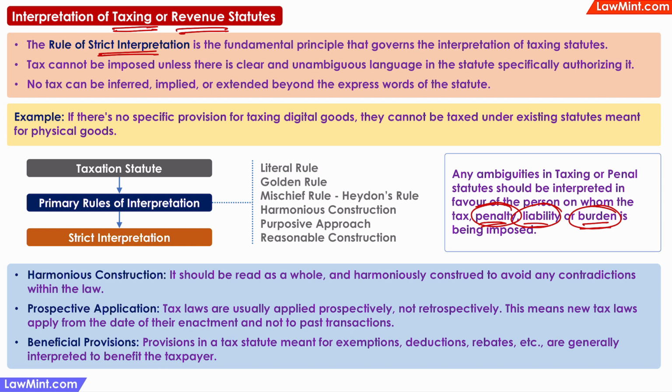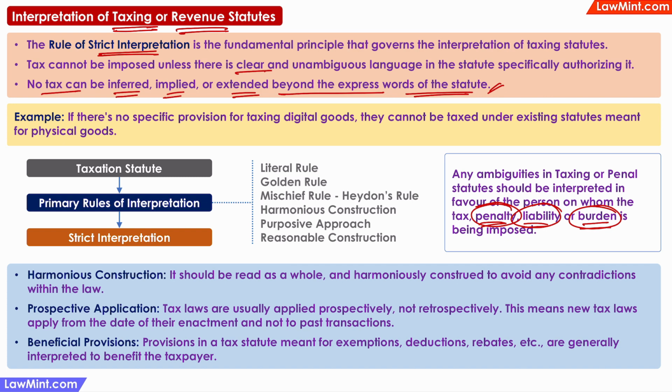Now remember, the strictness is on the statute and not on the person, which means that if a tax statute is not fully clear about whether a particular transaction is taxable or not, the benefit of that doubt should go to the person who is being taxed. Strict interpretation means that the scope of the statute is limited to whatever is specifically mentioned in that statute. No additional taxes can be inferred, implied, or extended beyond what is specifically written in that law.